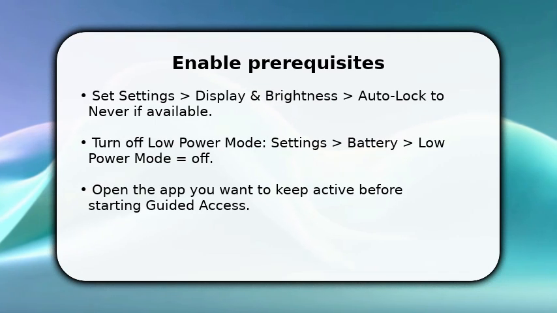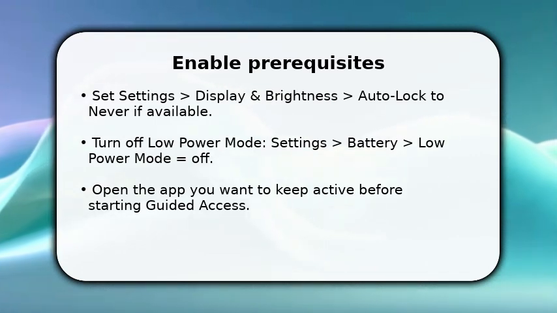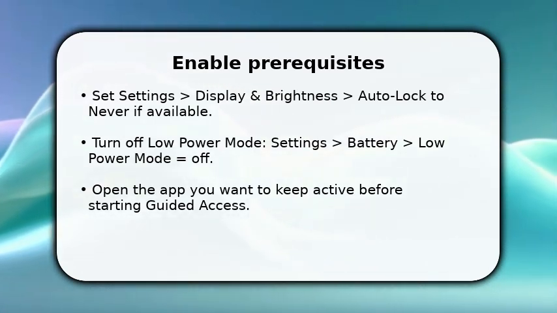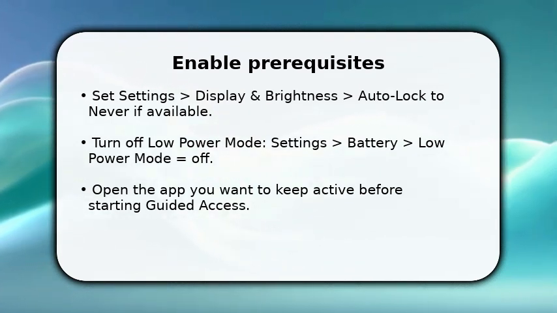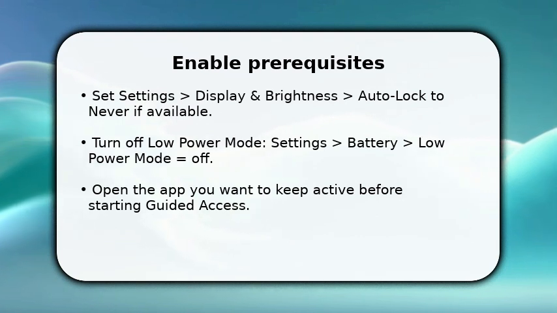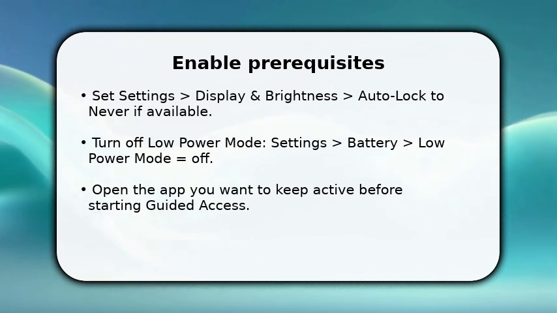You begin by making sure the phone won't fight you. Set auto lock to never if your iPhone lets you, and turn off low power mode so the system won't force sleep. Once done, open the single app you plan to keep active. Guided access works per app. You do this because guided access overrides automatic locking for that session.